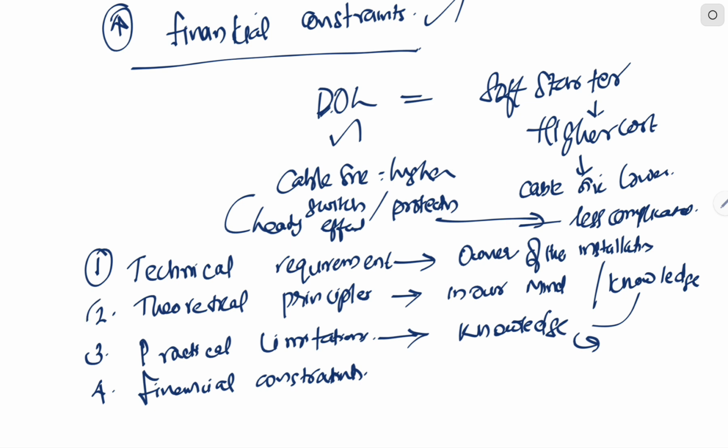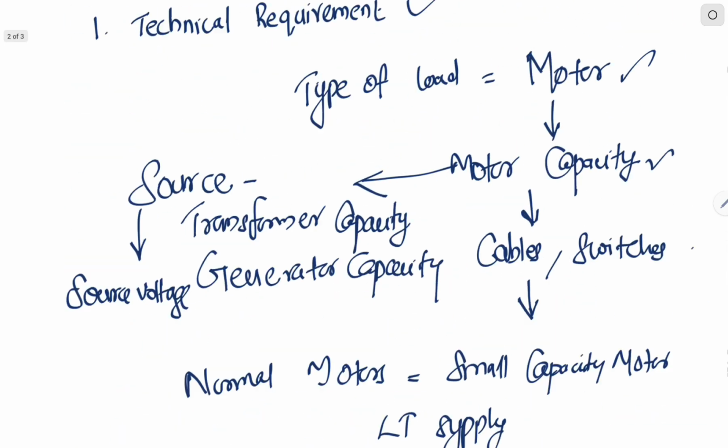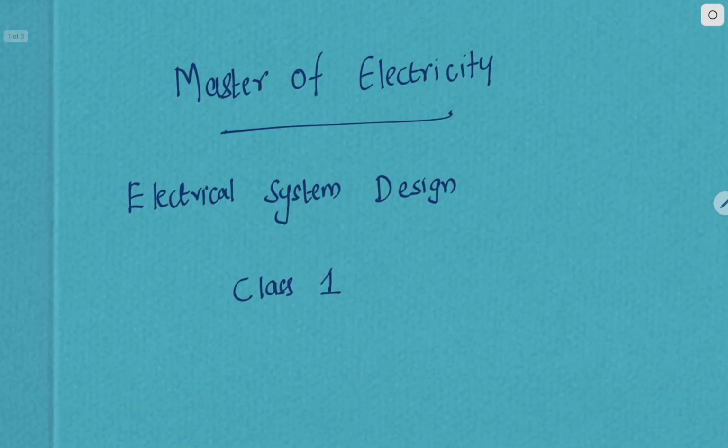See, these four parameters have to be considered while going for the electrical system design. So, being a consultant or being an electrical engineer, you have to follow the four important criteria before submitting a detailed electrical schematic and going for the work. So this is the end of the first session of electrical system design. This is class 1.